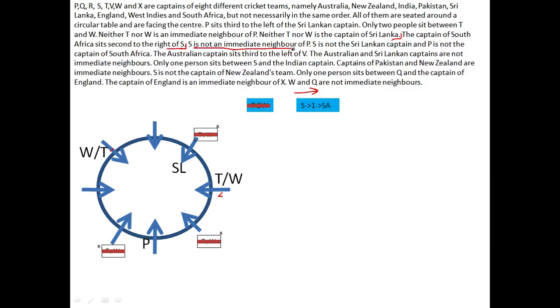Next, S is not an immediate neighbor of P. That means S cannot come at this position, nor can it come at this position. So this has been done like this. Now the next statement is saying S is not a Sri Lankan captain. S cannot come at this position as well.